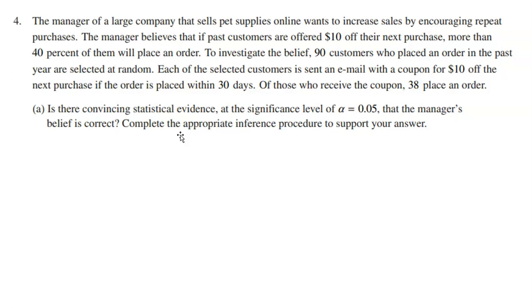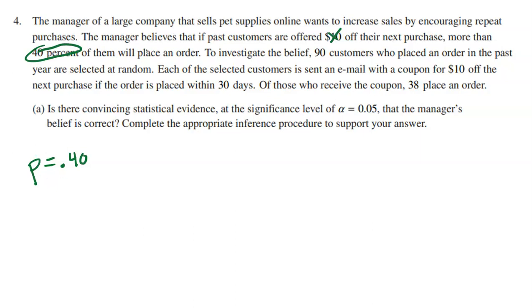Now, if you read this, the AP Stats test is not trying to be mean or difficult, but they just give a lot of numbers. So let's focus on the important ones. First off, 40%. He believes that the true proportion of customers who are offered a $10 off coupon who will actually place an order is 40%. That's what he believes it is. That's the key number. The $10 is not really needed. That's just the value of the coupon. It could have been $20 or 10% off or $40 off. They just chose $10. But that number is not actually going to be needed.